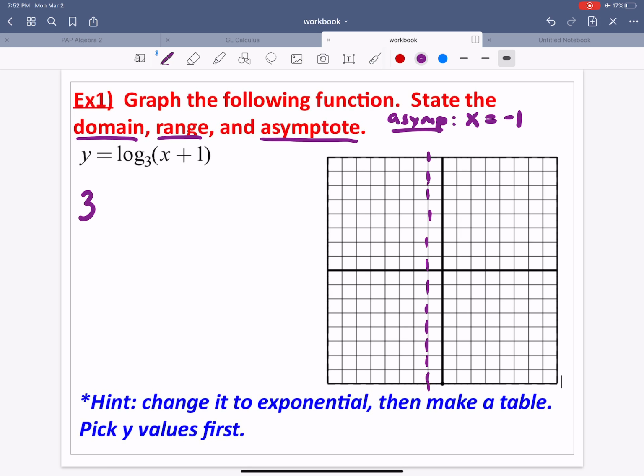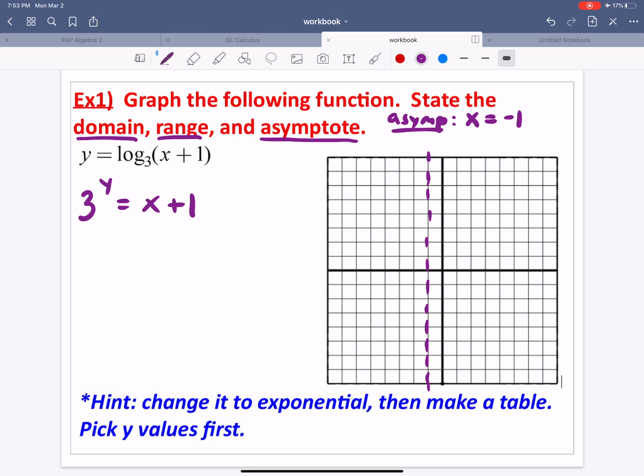So we start with base 3, okay? And it's going to be base 3 to the y power equals x plus 1, as I rewrite that as an exponential function. Again, if you have no idea how I did that, the process that we use there, go find my other video on evaluating logs, and I go through the process of how you can convert a log to an exponential. Okay, so there we did.